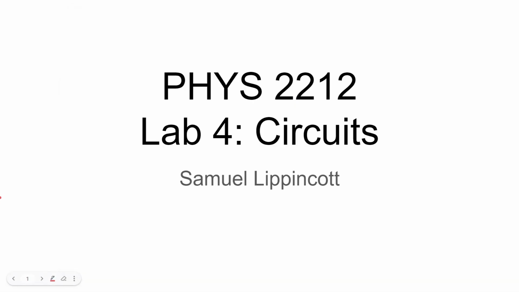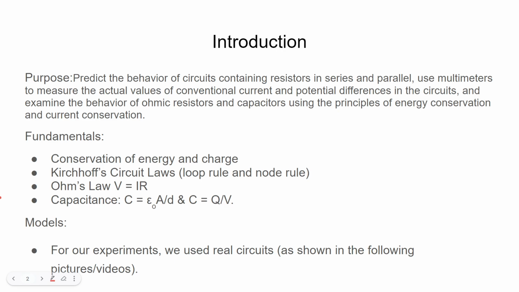All right, Lab 4 circuits. Introduction. Here's our purpose. Predict the behavior of circuits containing resistors in series and parallel. Use multimeters to measure the actual values of conventional current and potential differences in the circuits, and examine the behavior of ohmic resistors and capacitors using the principles of energy conservation and charge conservation. Fundamentals: the conservation of energy and charge, Kirchhoff's circuit laws, which is the loop rule and node rule, Ohm's law, which we know is V equals IR, and capacitance models.